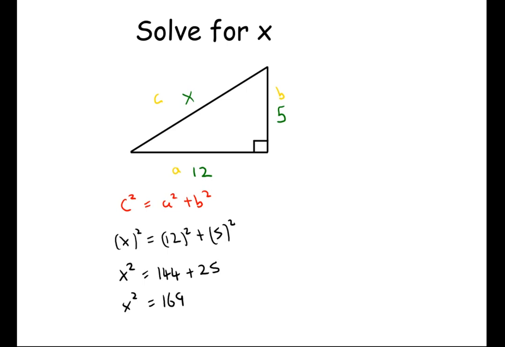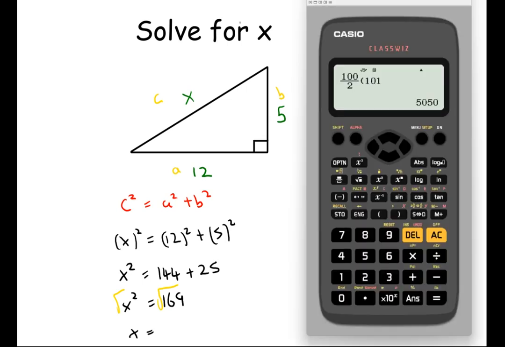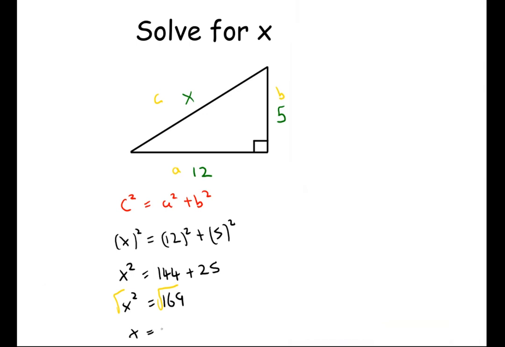To get x on its own, you take the square root of both sides. Again, you don't have to show this if you don't want to. So x is equal to the square root of 169. And just to show you that in the calculator, square root of 169, which is 13. So the length of the side x, in this case, is equal to 13.